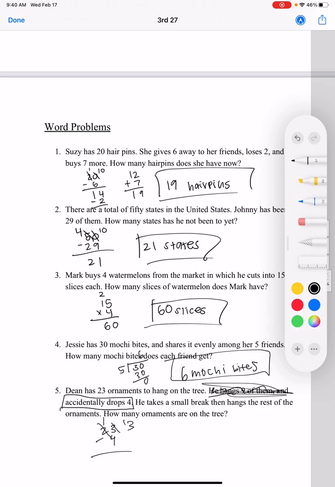2 turns into a 1. 13 minus 4 is 9. Just bring down the 1, and it becomes 19. So there are a total of 19 ornaments, and he hangs all of these.